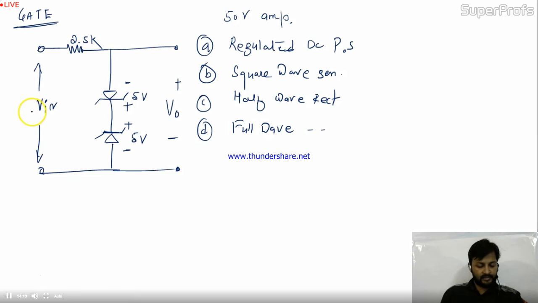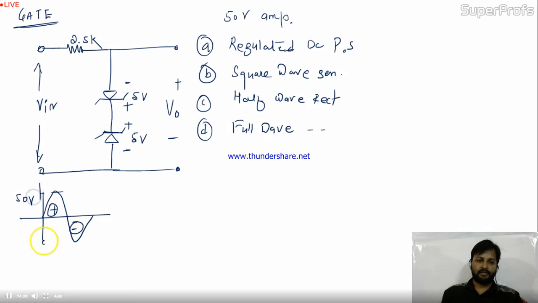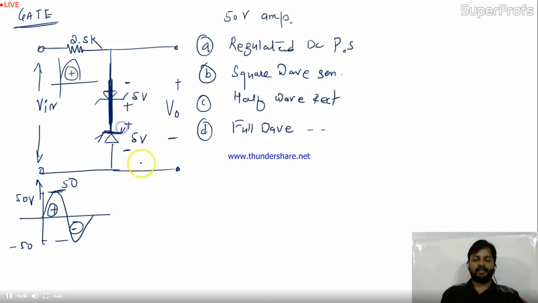See, input is the AC quantity, and that is 50 volt amplitude, max value. So it has a positive half cycle and a negative half cycle. The max value is 50 volt. Okay. This is the input. In the positive half cycle, this diode will be in forward bias, because you applied the positive over here, and this will be in reverse bias. So your V in is max 50, so definitely it will break down diode Z1.